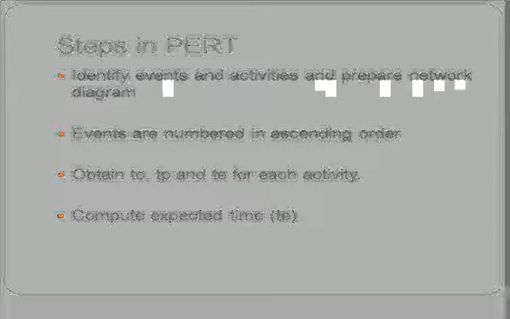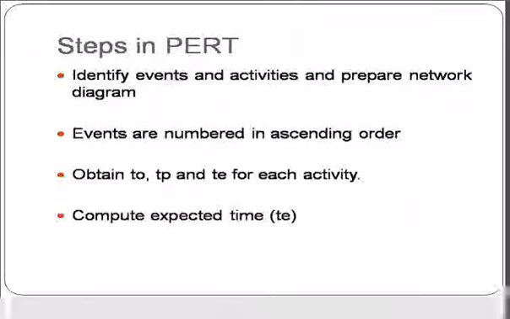And what are the steps involved in PERT, program evaluation and review technique? First we have to identify the events and activities and prepare a network diagram. The next step is that events are numbered in ascending order. Events means the circles. Then obtain TO, TP and TE for each activity.